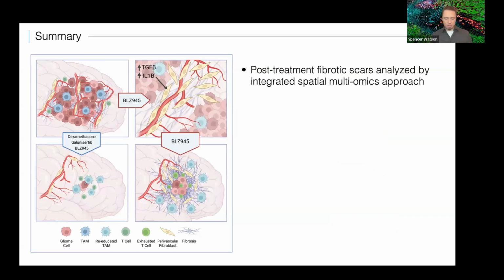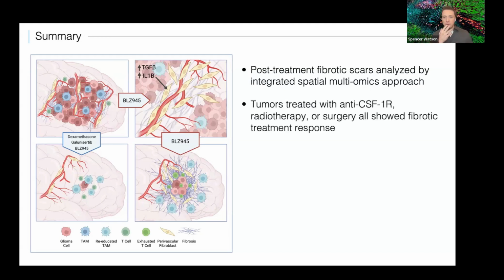So just as a summary here. What we were able to do in this study was integrate several large-scale multi-omic approaches, including single-cell spatial transcriptomics, single-cell disaggregated transcriptomics, mass spec proteomics, spatial proteomics, and then combine them all together to investigate this fibrotic response to treatment. And again, what we thought was really important was that this wasn't unique to this anti-CSF1R treatment. We also saw it following radiotherapy and following surgery. We saw it in other models, and we also found evidence for it in the patient setting.